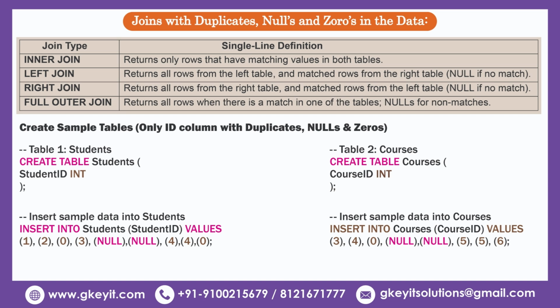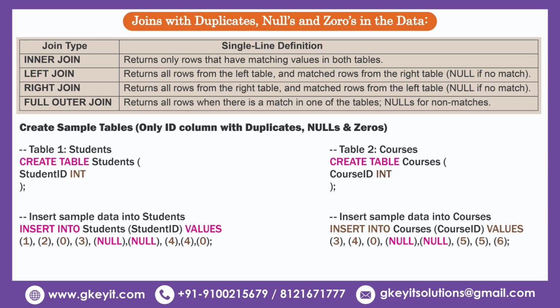Coming to the inner join, it returns only rows that have matching values in both tables. Left join returns all rows from the left table and matched rows from the right table, null if no match. Right join returns all rows from the right table and matched rows from the left table, null if no match. Full outer join returns all rows when there is a match in one of the tables, nulls for no matches.